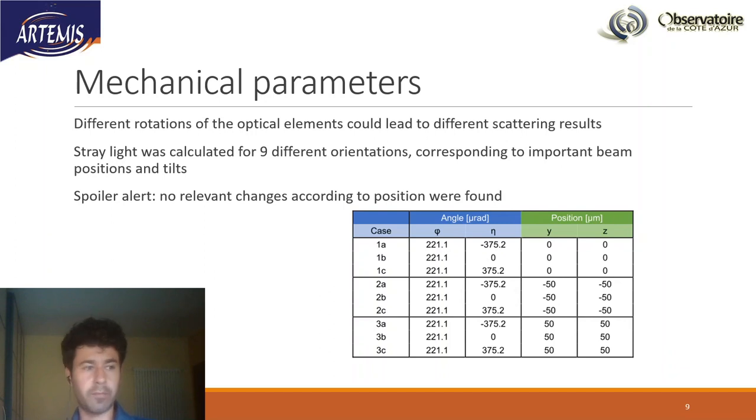Since these four elements will be rotating around their axis, or the optical axis, according to their rotation they could lead to different stray light results. So I calculated stray light for 9 different orientations of these elements, orientations that corresponded to important beam position and tilt. Positions and tilt are reported in this table.